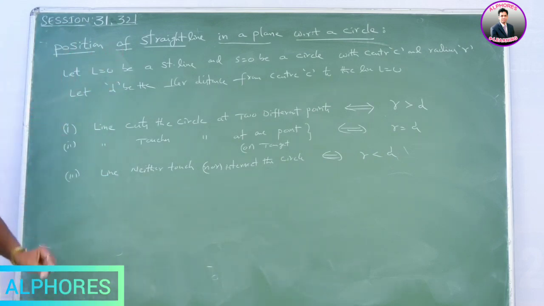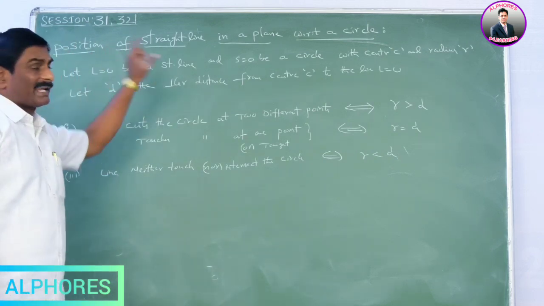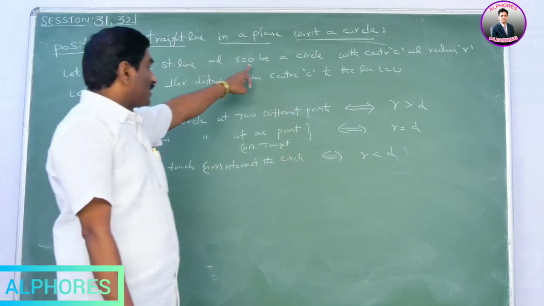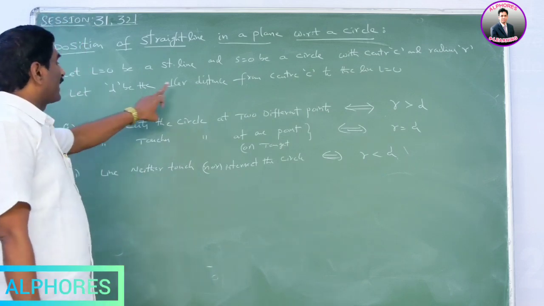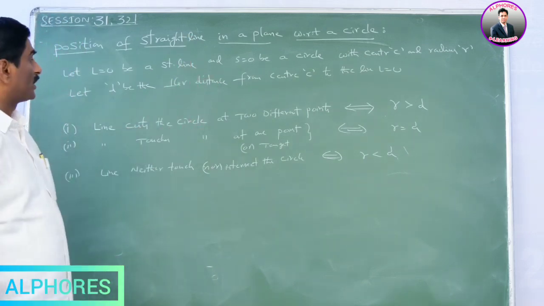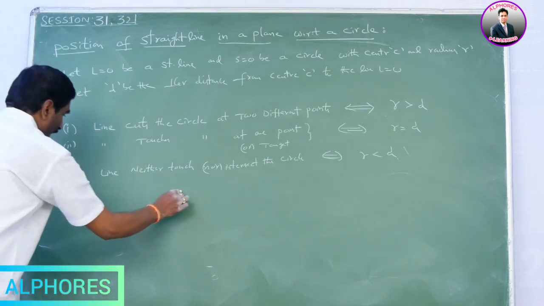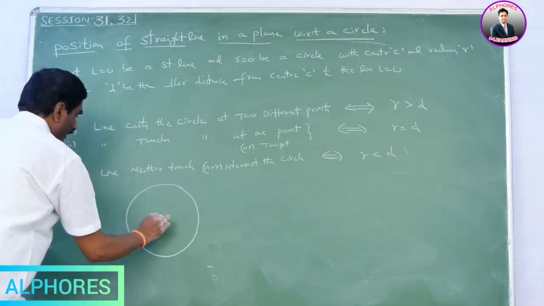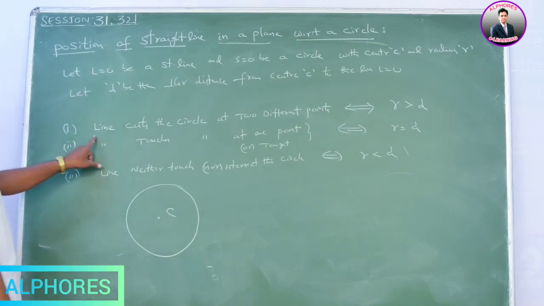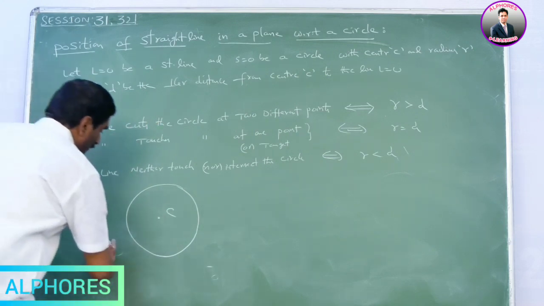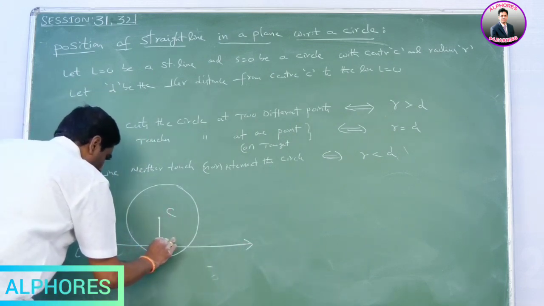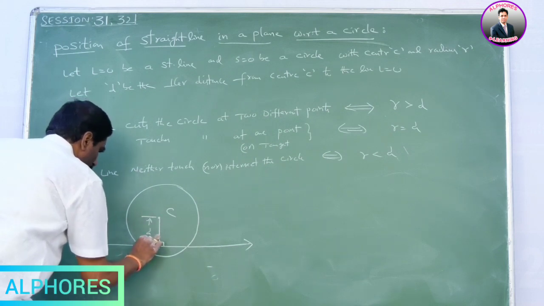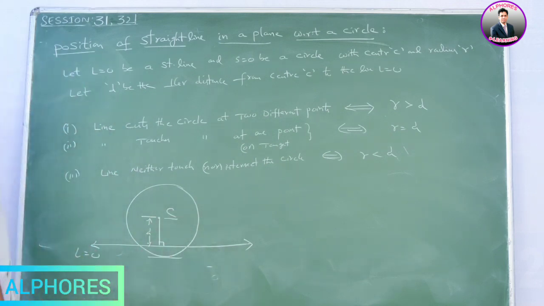Position of a straight line in a plane with respect to a circle. Let L = 0 be a straight line and S = 0 be a circle with the center C and radius R. Let D be the perpendicular distance from center C to the line L = 0. First point: the line cuts the circle at two different points if and only if R is greater than D.